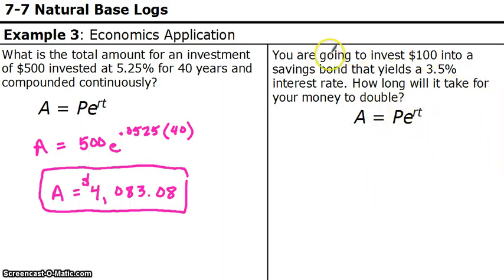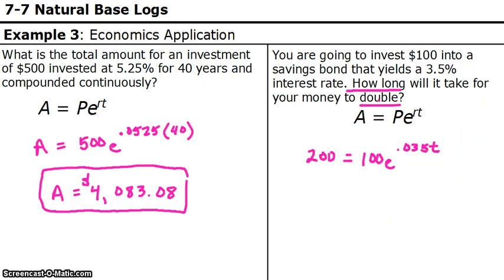So it does tell us our initial investment. That's 100. So P is 100. e is always going to be e. It does tell us the interest rate, so 0.035. It wants us to figure out how long. That's t. So we're going to leave t as t. That's our variable we're trying to find. For it to take our money to double, so what's the amount going to be? Well, if we started with 100 and we wanted to double, our money is going to be 200.